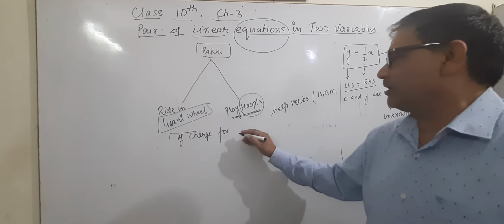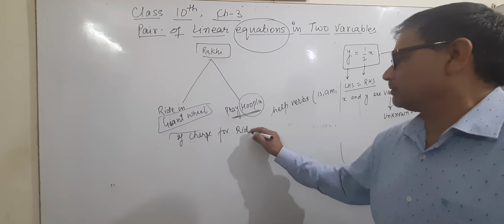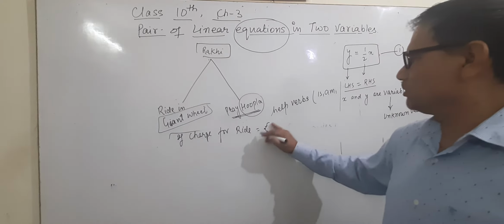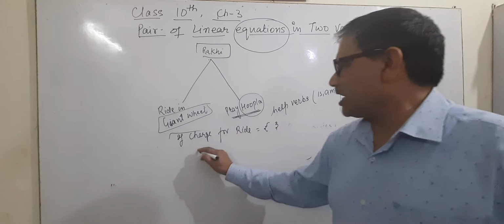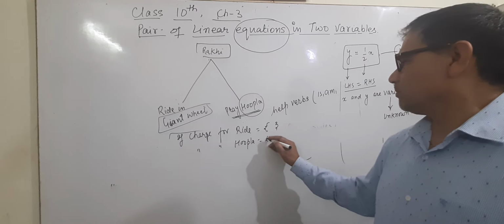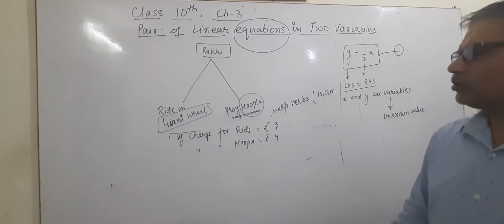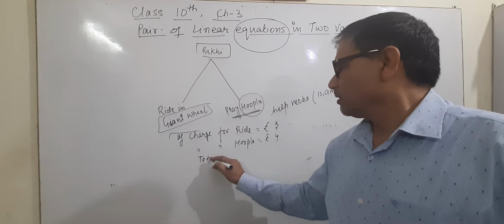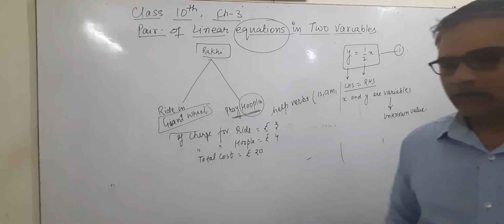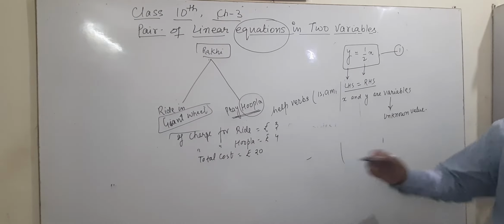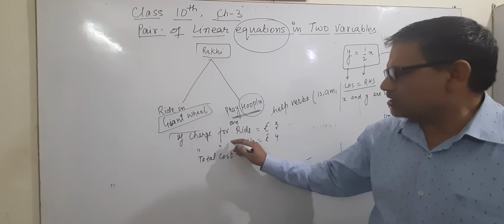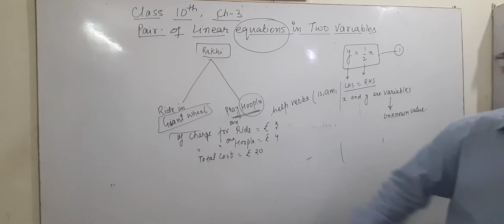Ride in the giant wheel: the charge for a ride is rupees x is equal to rupees 3, and the charge for a hoopla game is rupees 4. Then the total cost is equal to rupees 20. Then how can we form the equation? This is the charge for one ride and this is the charge for one hoopla game.